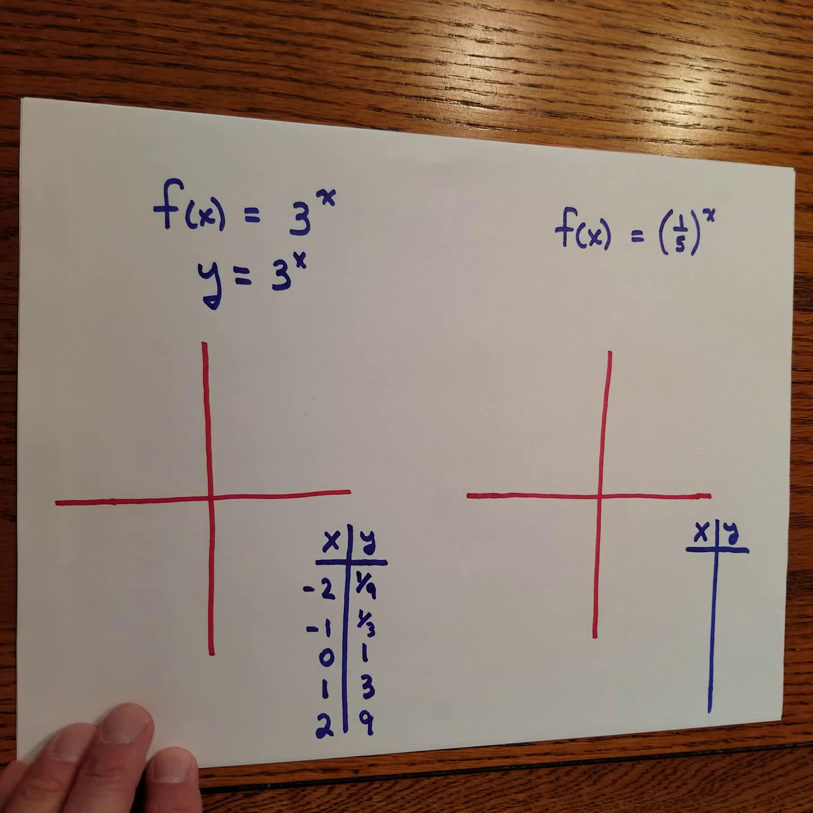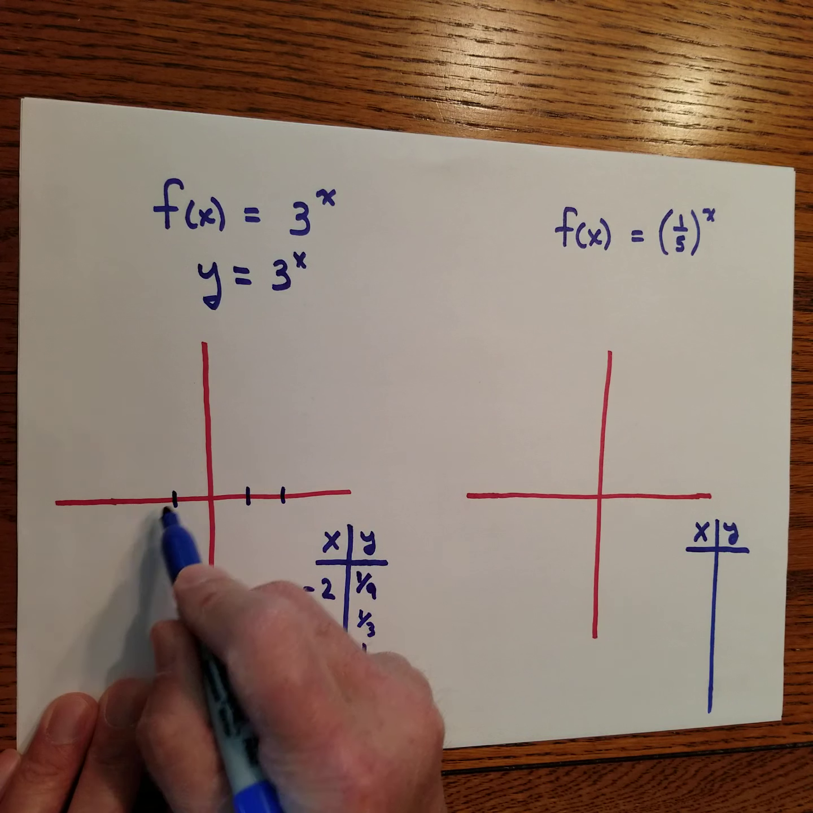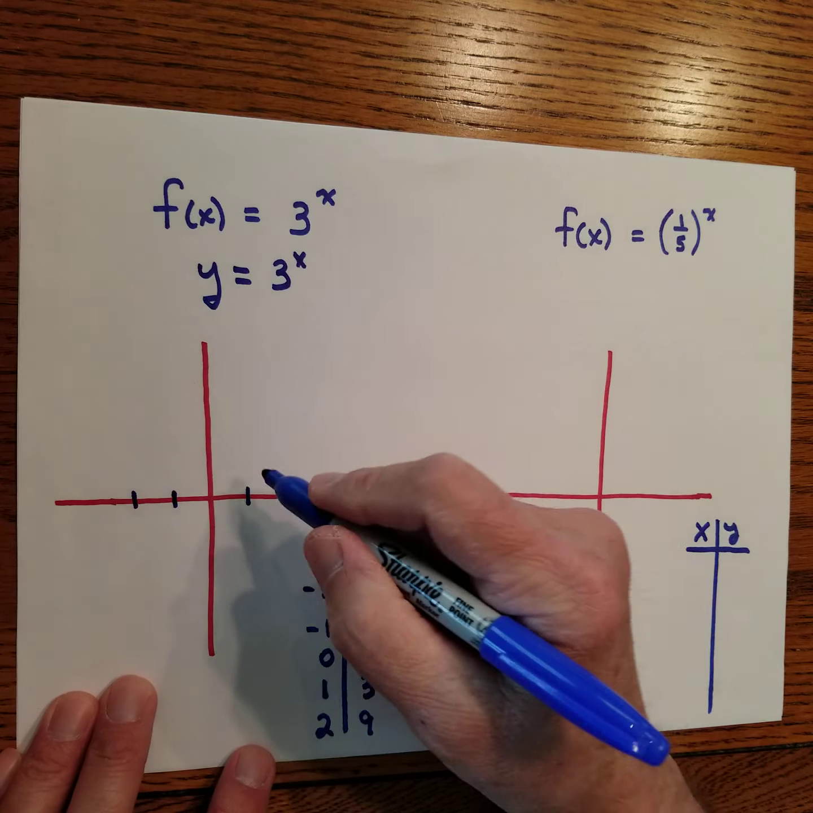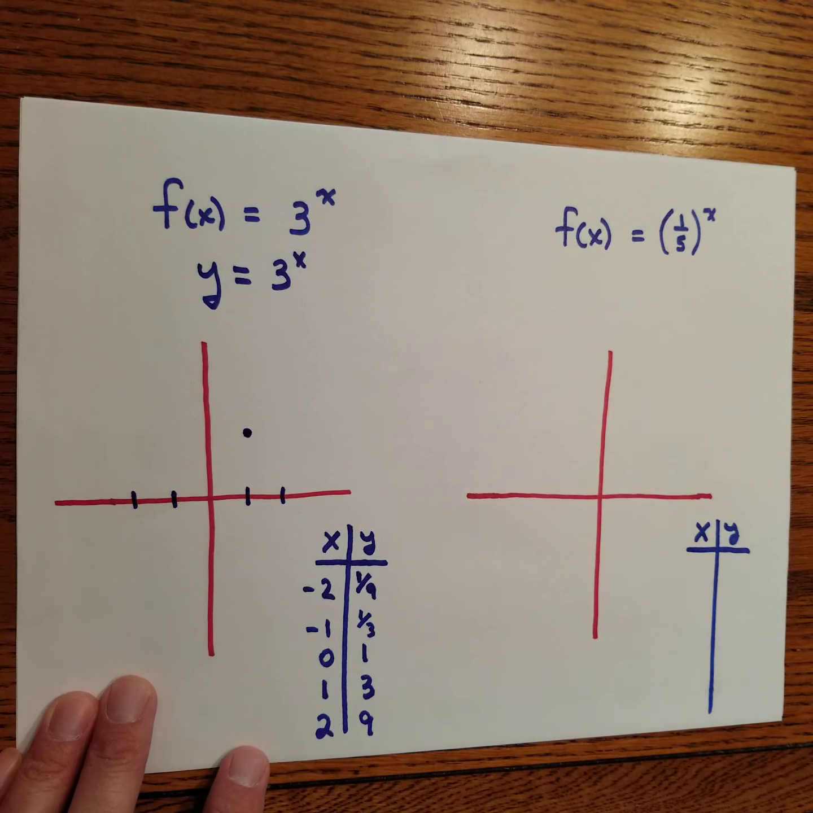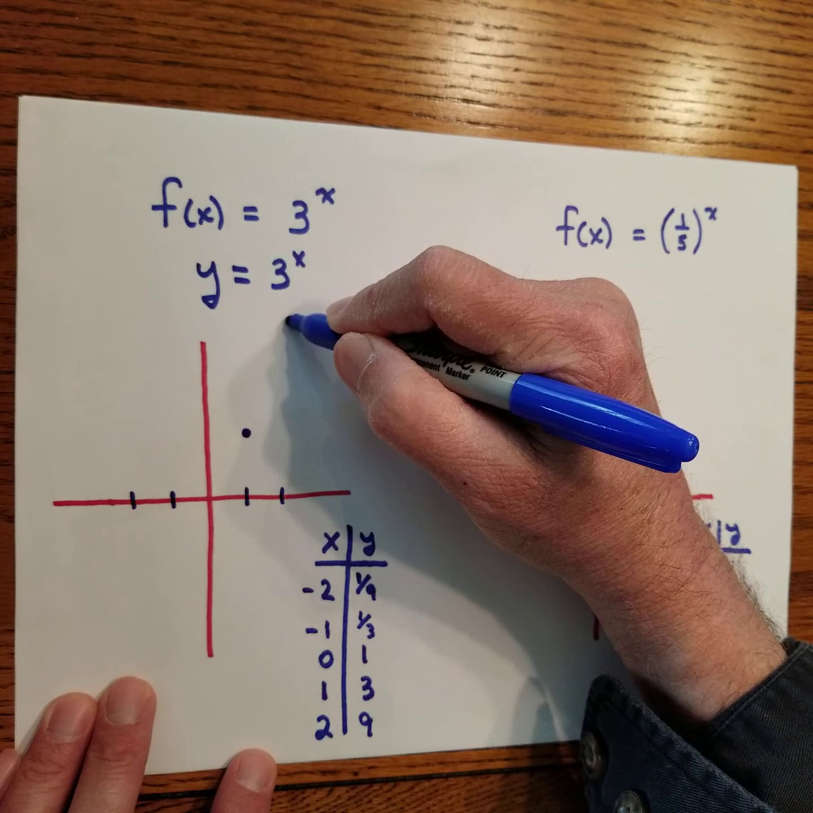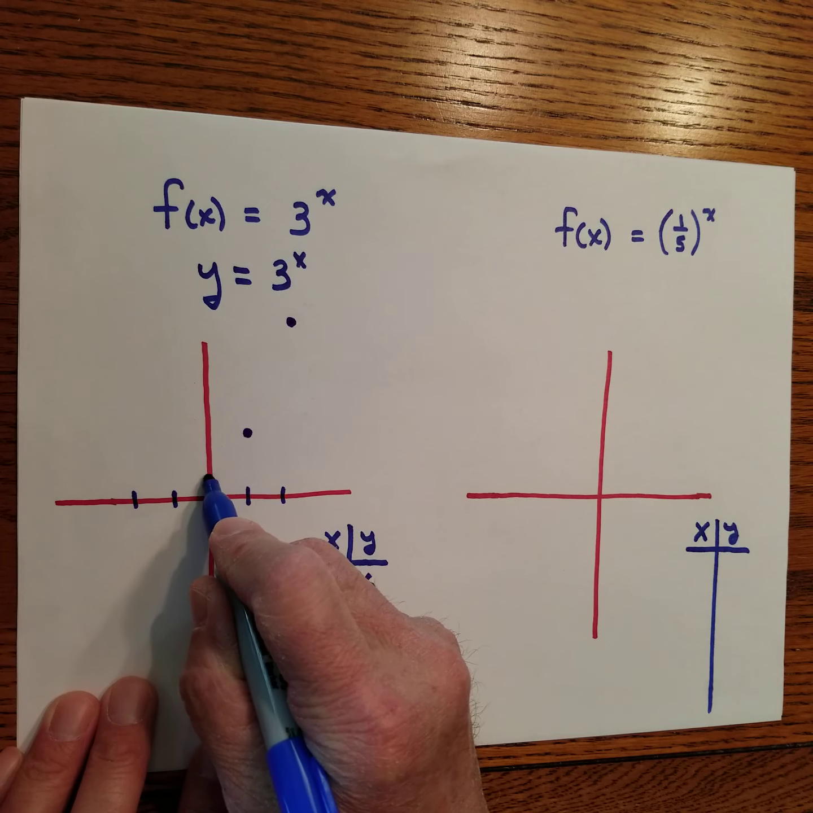Let's see if we can plot these. We're letting x be 1, 2, -1, -2. When x is 1, y is 3. When x is 2, y is way up here at 9. When x is 0, y is 1.